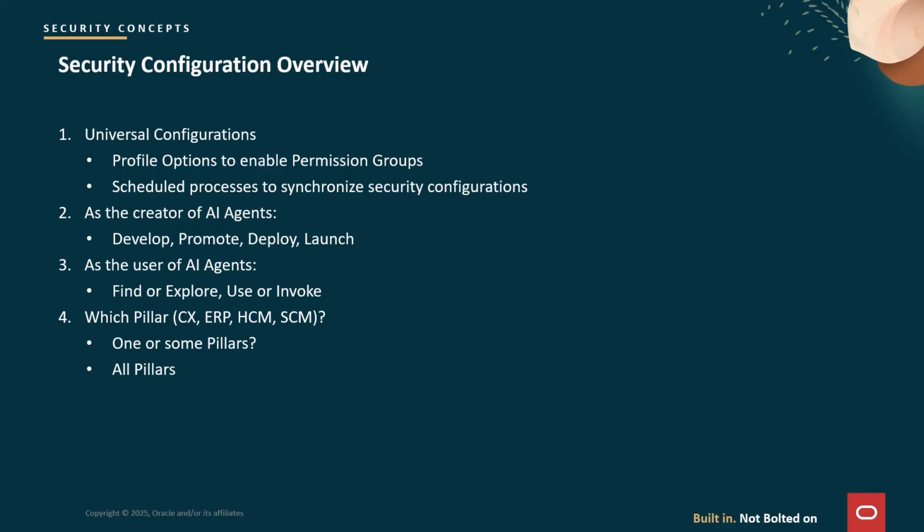Which pillar should the user have access to? Just their functional area, like HCM, or all the pillars? To clarify, what is separated by pillars would be primarily the AI agent templates that are available for the user to instantiate to start developing their extended or custom AI agents in addition to the out-of-the-box AI agents.